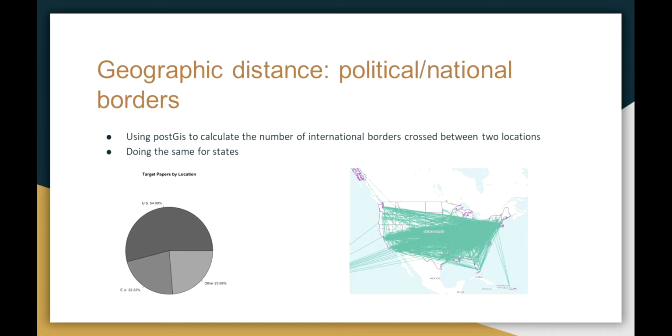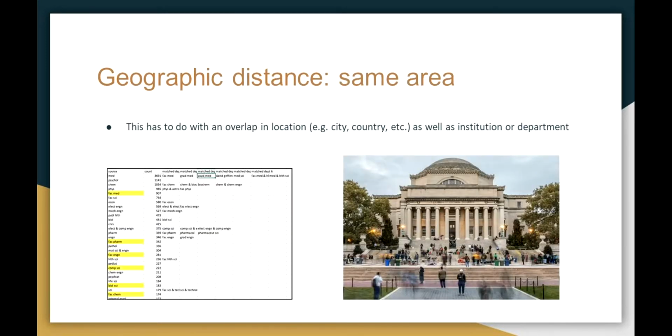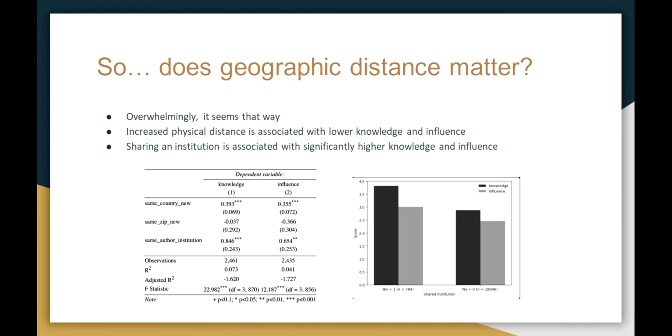In terms of political boundaries or other types of borders, we used the spatial app PostGIS to plot the locations of the source and target papers, draw a straight line between them, and see the number of international or U.S. state borders crossed by those straight lines and see if there was any effect. We also looked at geographic distance in the sense of, are the papers written in the same city, the same country, or even the same institution or university?